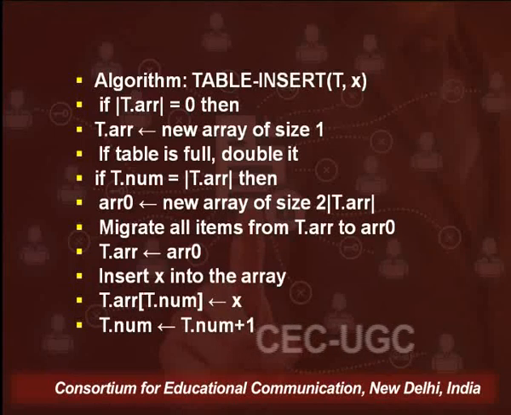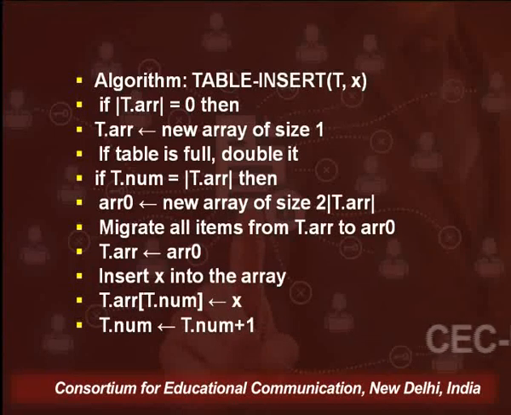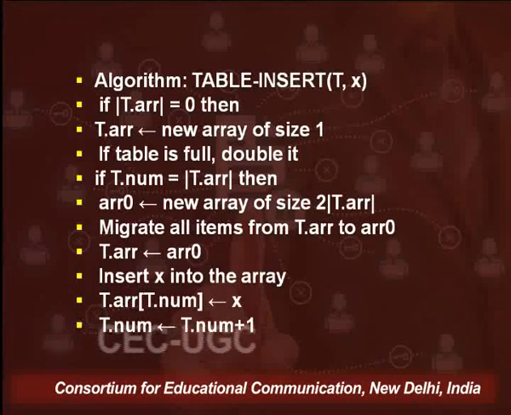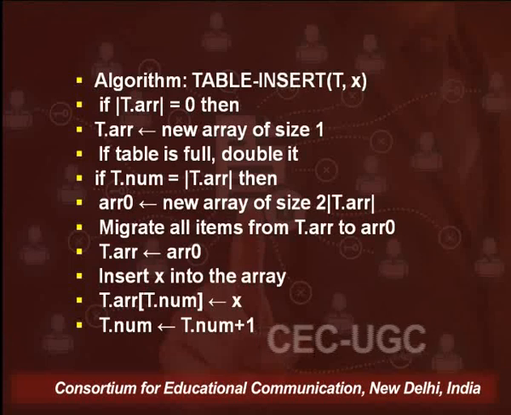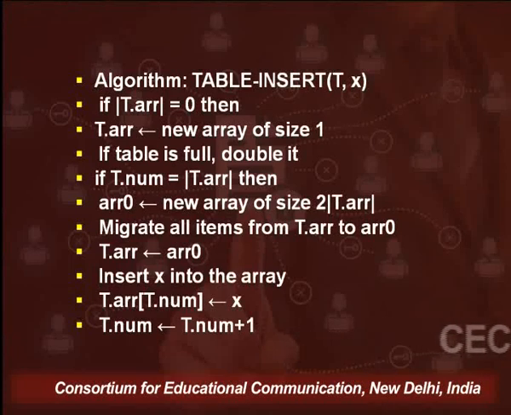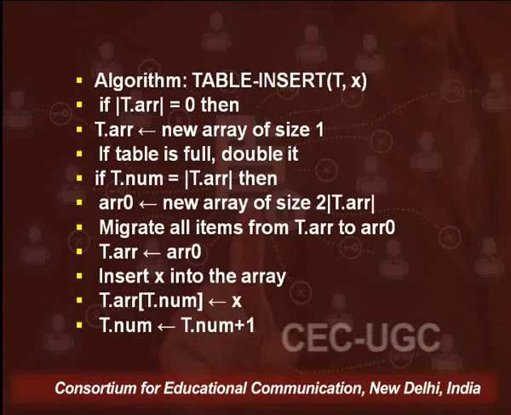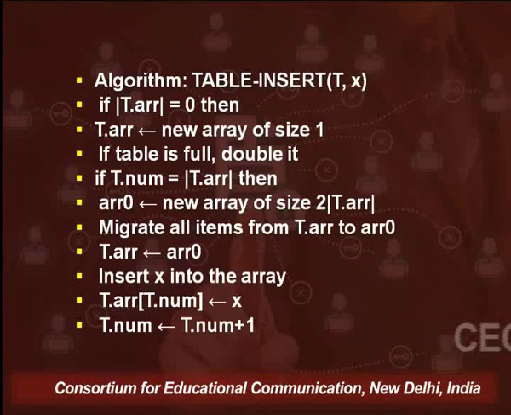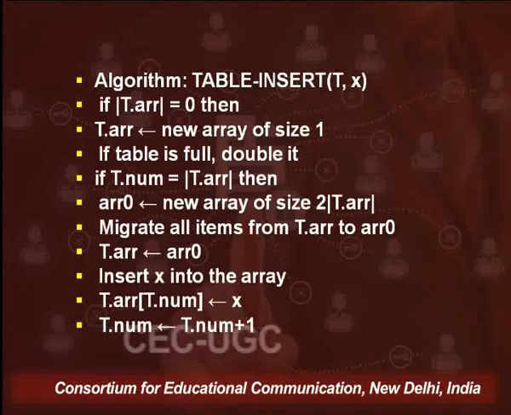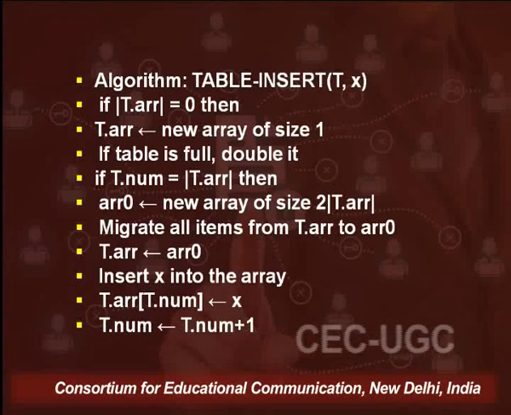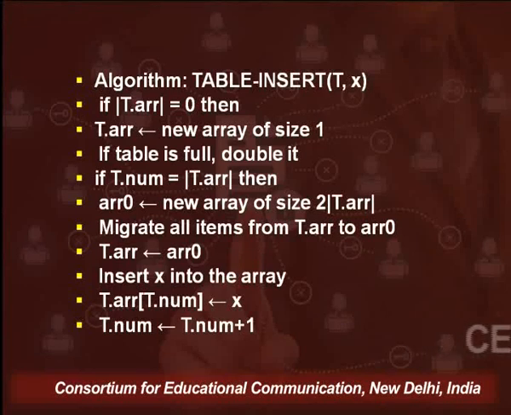Then my table is full, and a new array of size 2 times t.size is allocated. Then we need to migrate all the items from t.arr to the new array. After migration of all elements, we insert the new element into the newly allocated array, and then we increment the number of elements in the array by 1. So that is a simple procedure here.